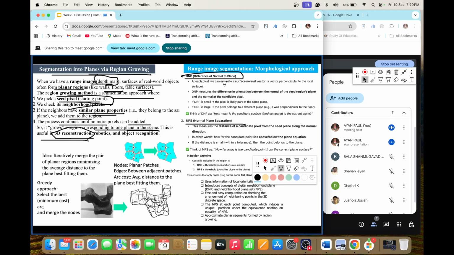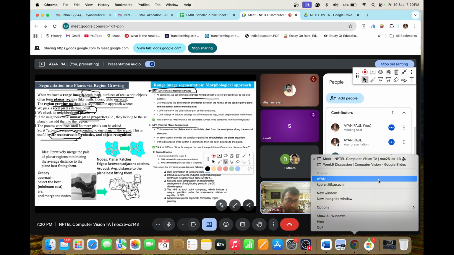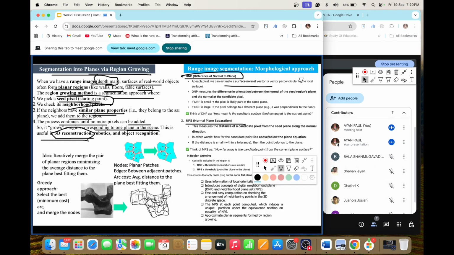At each pixel we can estimate a surface normal vector, a vector perpendicular to the local surface. DNP measures the difference in orientation between the normal of the seed region, that is the starting pixel, and the normal of the candidate pixel. If DNP is small, then the pixel is likely to be on the same plane. If DNP is large, the pixel belongs to a different plane.